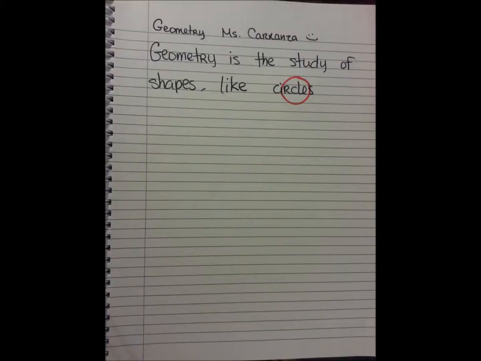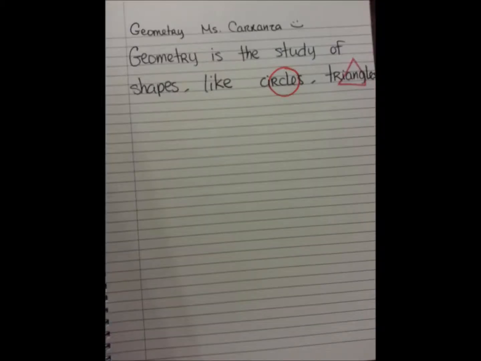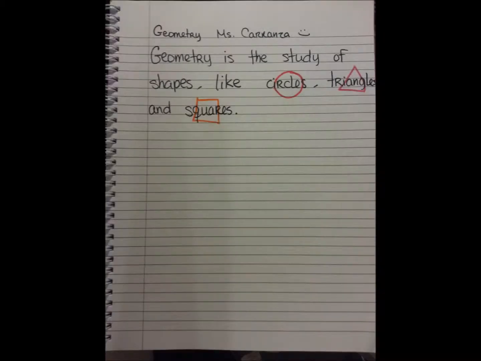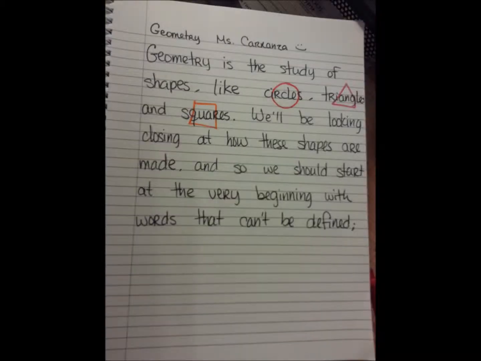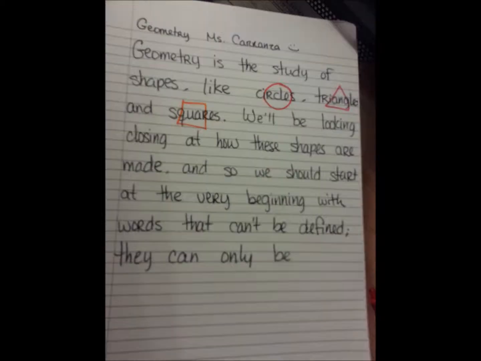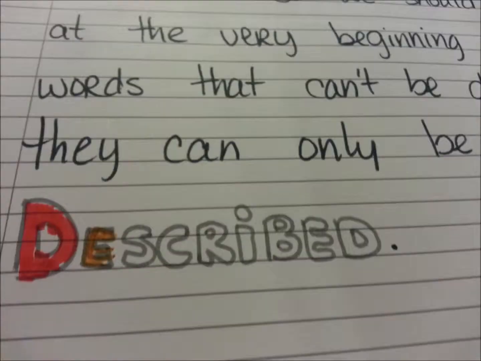We're starting with the very first section in our study, which is in geometry. Just as a brief introduction, geometry is the study of shapes like circles and triangles and squares. And we'll be looking really closely at how these shapes are made. And in order to do that, we should start at the very beginning with words that we can't really define. They can only be described.